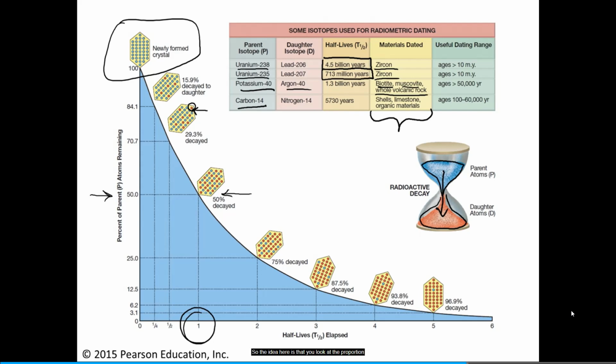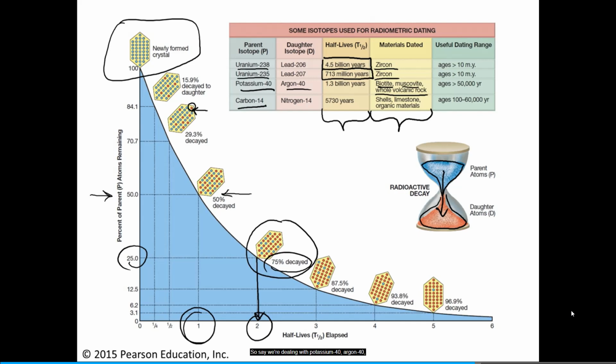So the idea here is that you look at the proportion of parent to daughter. Say you have 25% parent and you have 75% daughter. That indicates that 2 half-lives have passed. And if 2 half-lives have passed, then you need to multiply that by the length of a half-life, okay, the material in this column.